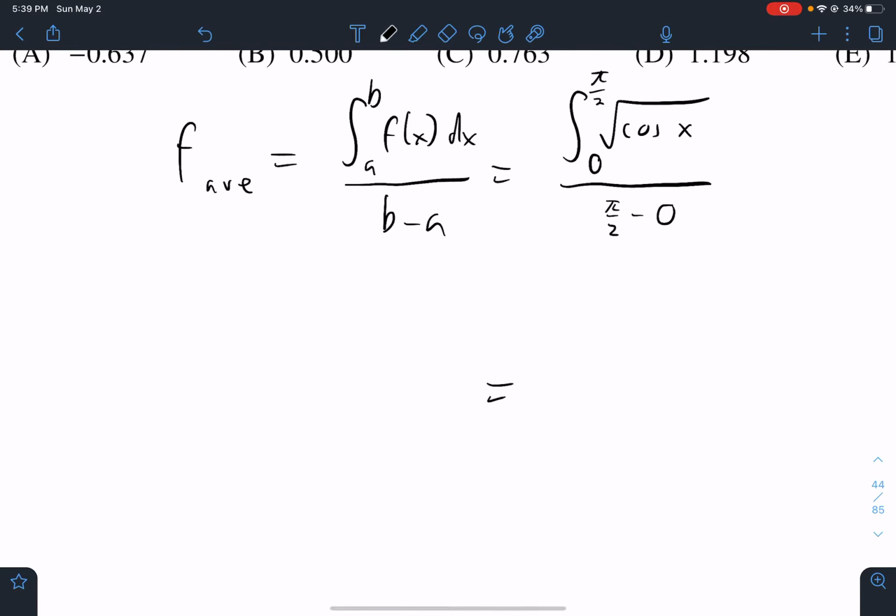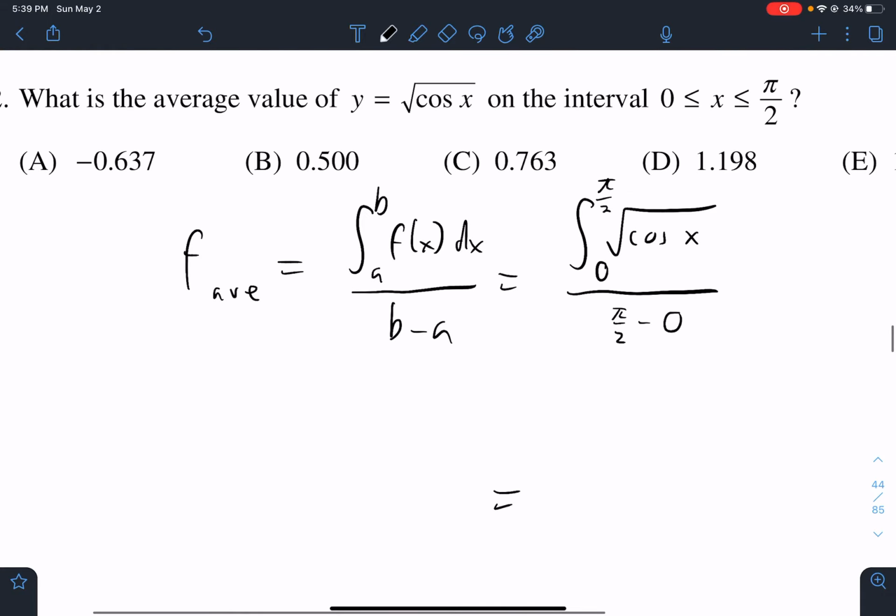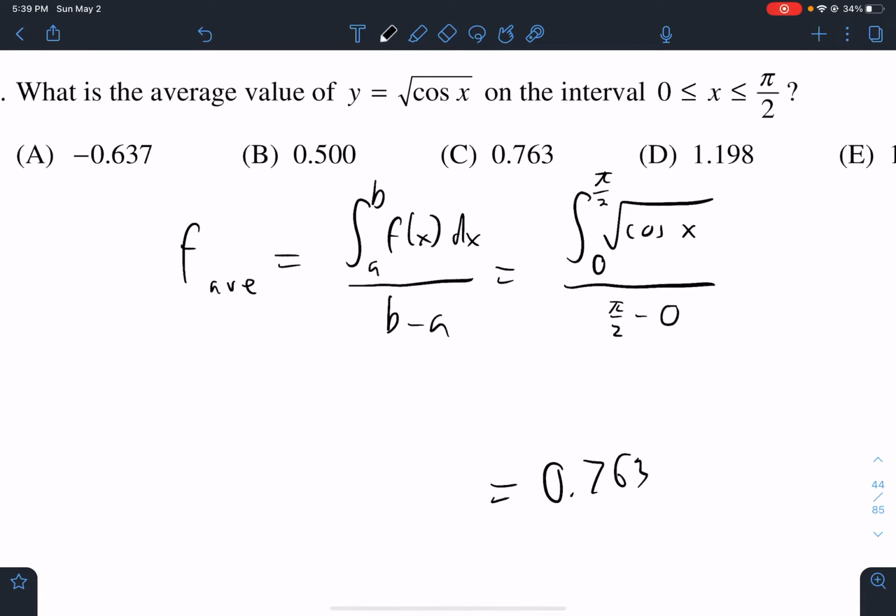And so since we can plug this in to our calculator, which I'm going to do right now, so that's 2 over pi times the integral from 0 to pi over 2 of the square root of cosine of x with respect to x. And what I got, it should be 0.763, which is indeed our answer, which makes it C.